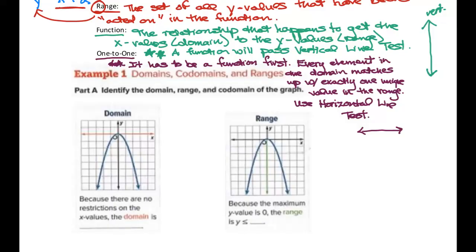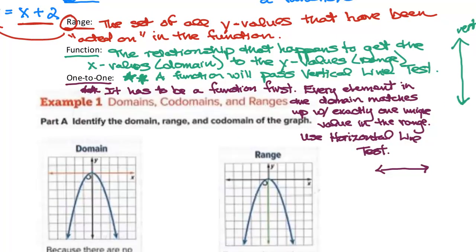Whew. So one-to-one has to be a function first, and every element in the domain matches up with exactly one unique value in the range.